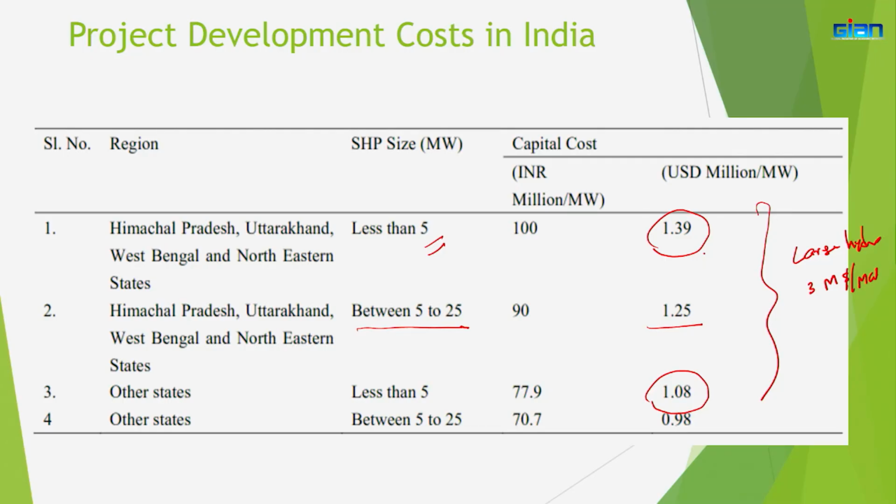We call them specific cost, much higher specific cost, and the same are given here in Indian rupees million, but the Indian rupee amount changes depending upon the exchange rate. Better to remember in dollar terms. So roughly have an idea with you. Small hydro development costs somewhere between 1 to 1.4 million dollars to develop a 1 megawatt power plant.